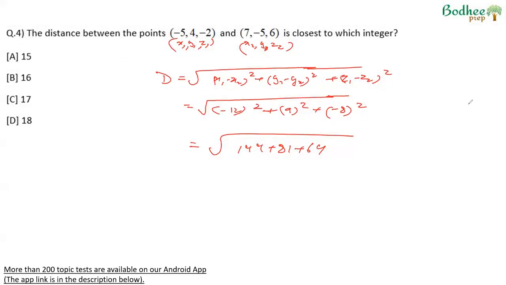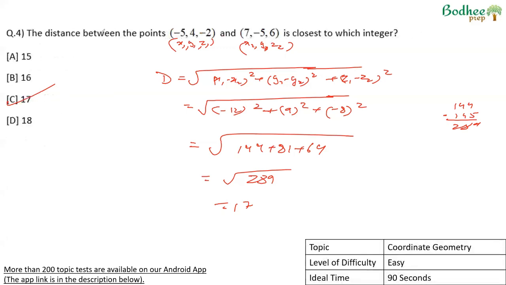This is 144, 225, 289. Therefore, root of 289, which would be 17. That becomes the answer. Option C. Again, easy question, just the application of formula. About a minute and a half to solve.